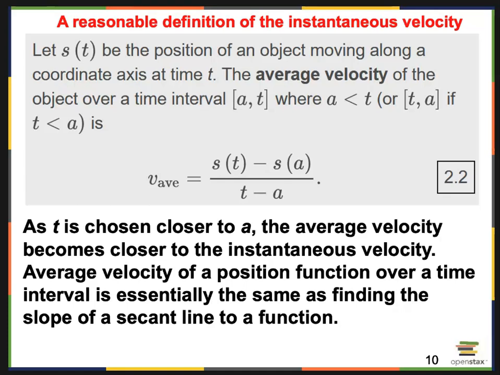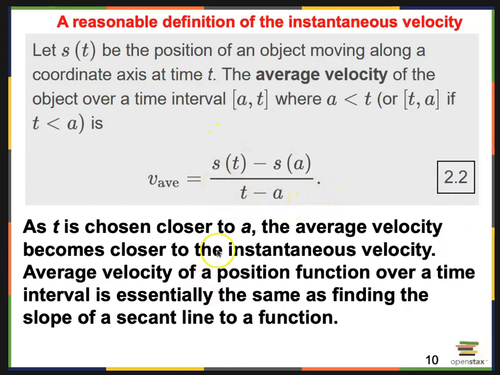So what would be a reasonable definition of instantaneous velocity? Let's say s of t is the position of an object moving along a coordinate axis at time t. So s of t, t is time, that's our input. The average velocity of that object over a time interval a to t, where a is less than t, or as you can see, the interval t to a if t is less than a. So again, interval notation here. And we want to find the average velocity. We would look at s of t minus s of a over t minus a. So there's that average rate of change again.